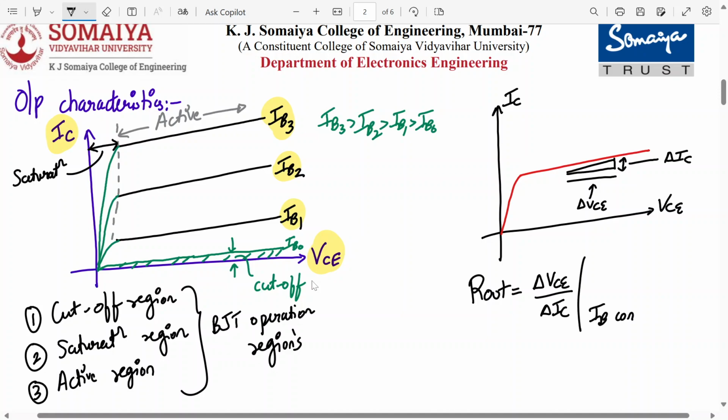Input current is constant. So what is this R out? R out is called the output resistance of the BJT in common emitter mode. Yes or no? So this is called output resistance. So we get information about the output resistance of the BJT. Okay. We get one more information.